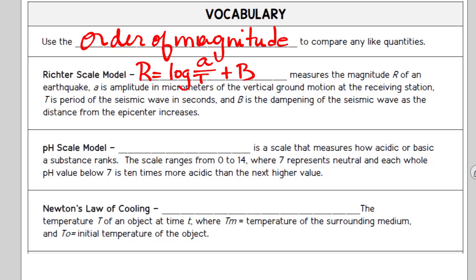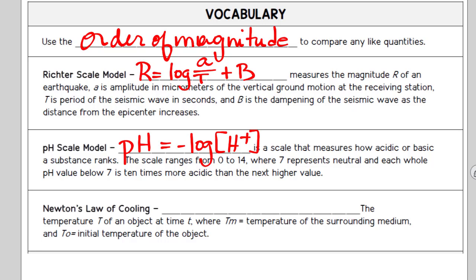The pH scale model: pH is equal to negative log of this value. It says this is a scale that measures how acidic or basic a substance ranks. The scale ranges from 0 to 14, where 7 represents neutral, and each whole pH value below 7 is 10 times more acidic than the next higher value. All right, so we'll look at some applications involving that.